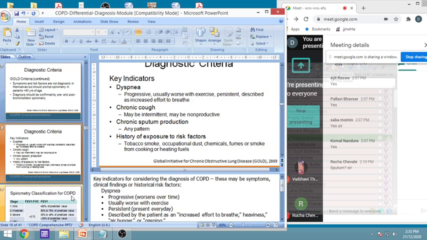Then chronic cough. It may be intermittent, it may be productive or non-productive. What do you mean by productive cough? The productive cough means which is producing sputum simultaneously. Non-productive cough means which is not producing sputum. There can be any pattern of sputum production. Then history of exposure to risk factors.